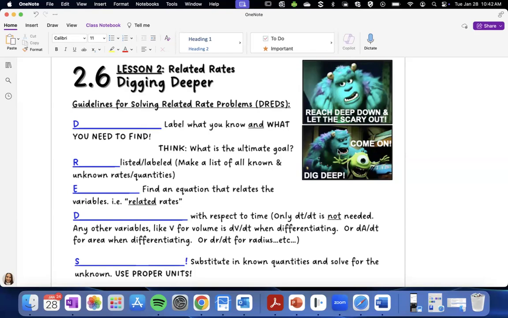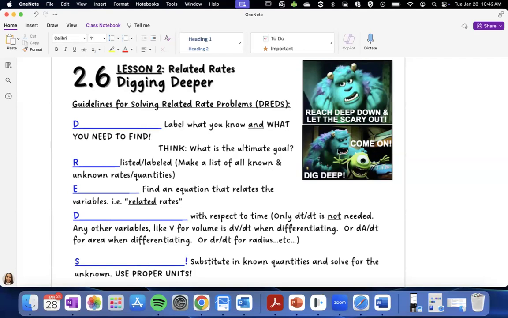So also, any Monsters Inc. fans? You guys know Monsters Inc.? Yeah, it's really cute. Anyway, I'm like, dig deep. Okay. So I thought this was kind of funny. You ready? Ready for calculus. Okay.